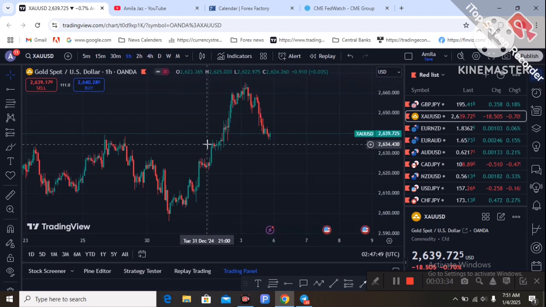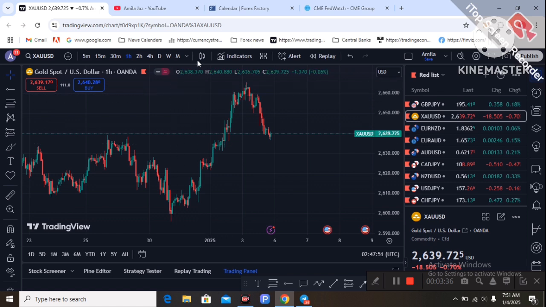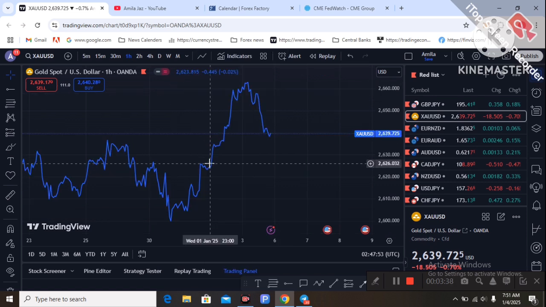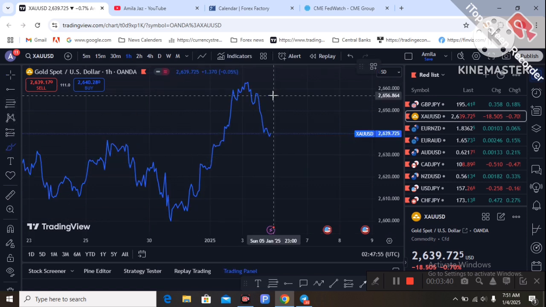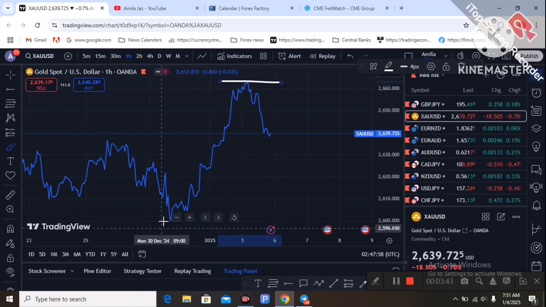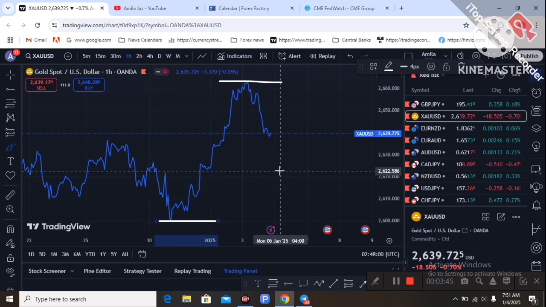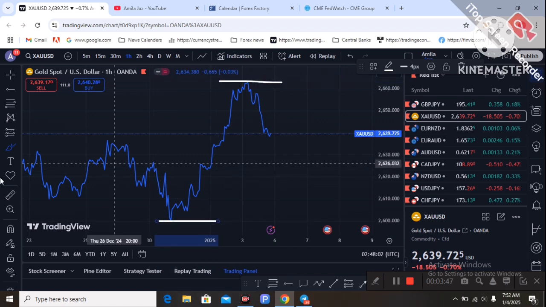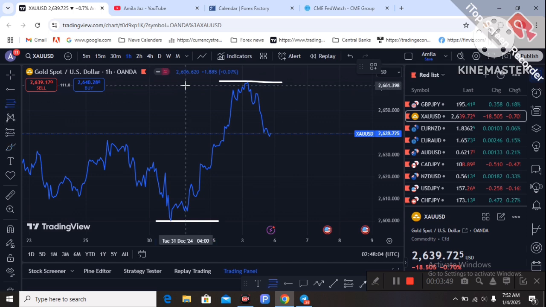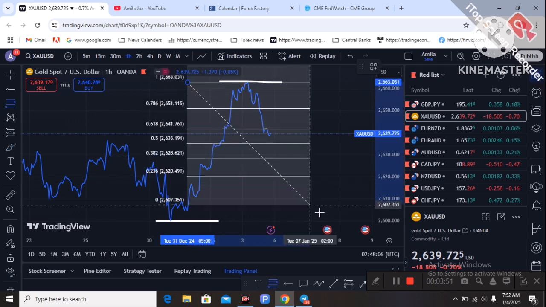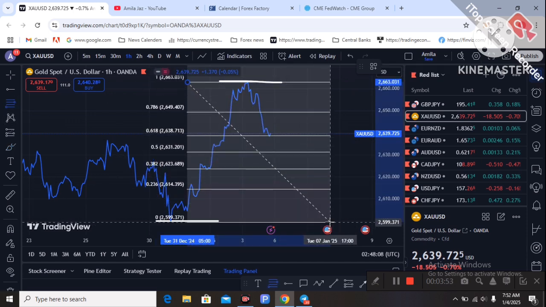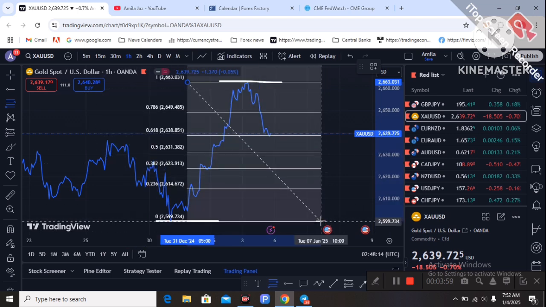So I'm going to the 1 hour chart, for a clearer technical picture for you. I am going to the line chart again. This is the 1 hour line chart. You can see the swing high and swing low. This movement is important. I'm using Fibonacci from swing high to swing low. This is the Fibonacci tool. You can see the 0.618 level. It's the Fibonacci golden zone.